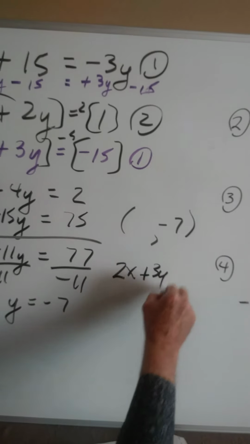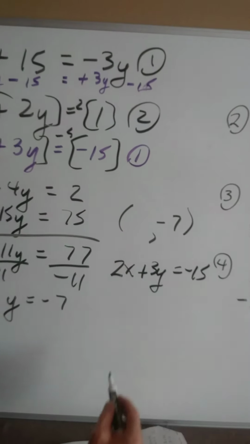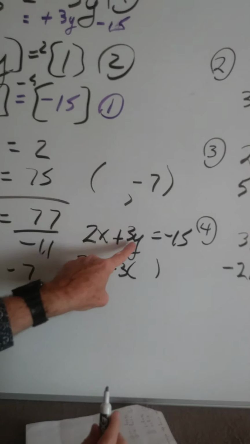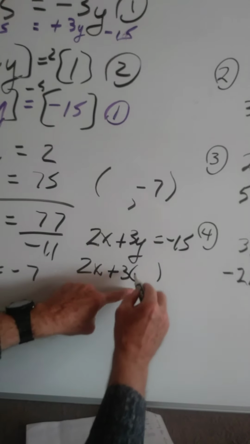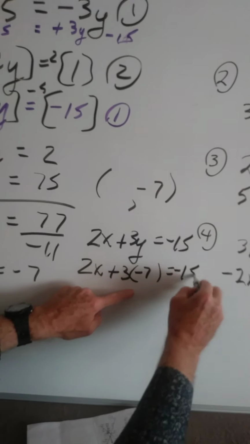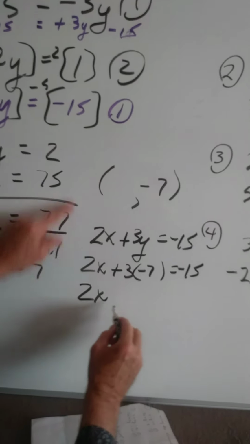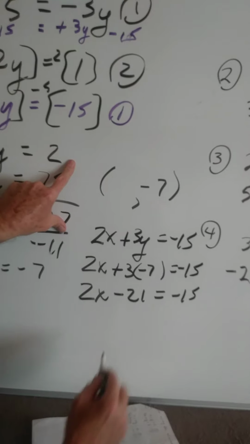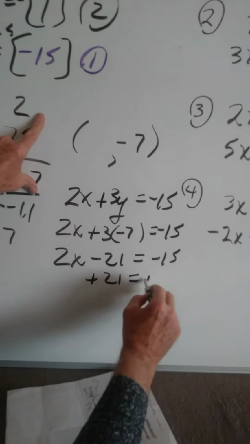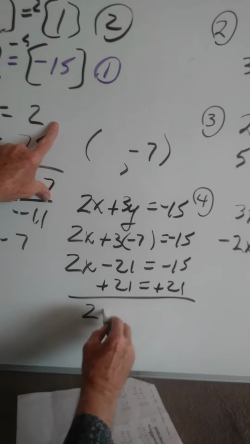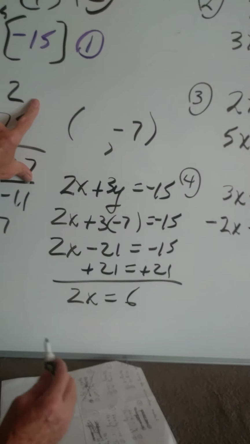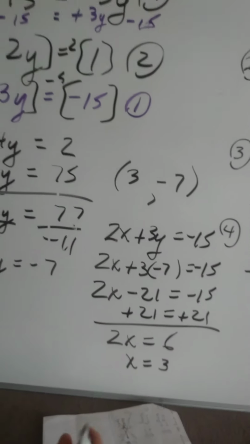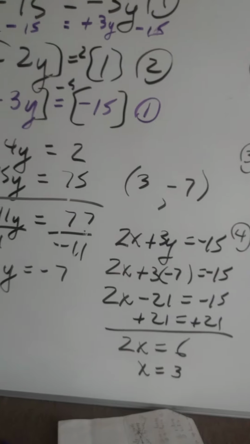2x plus 3y is equal to negative 15. Bring down the 2x, bring down that coefficient of 3. That 3 is going to have to be multiplied by the value of y, which is negative 7. He'll equal a negative 15. 2x, negative 21, is equal to a negative 15. Positive 21, positive 21. We'll get a 2x is equal to 6. X will be equal to 3. 3, -7. That ought to do it.